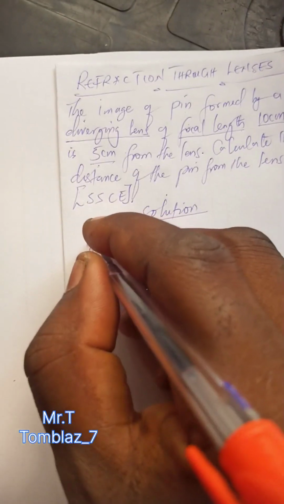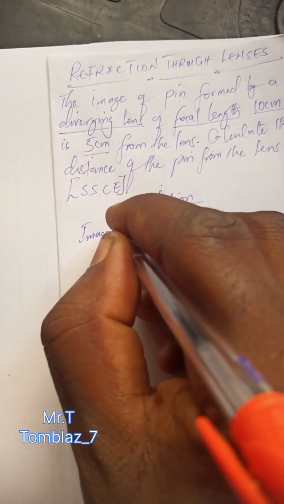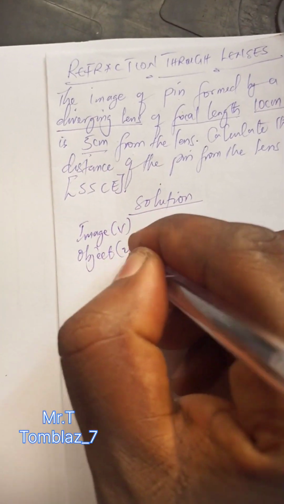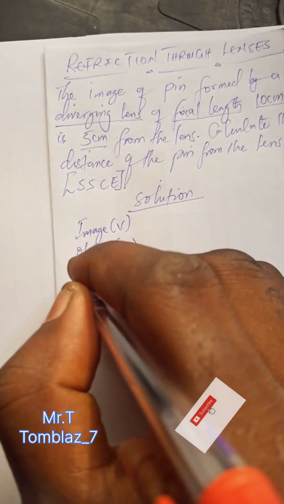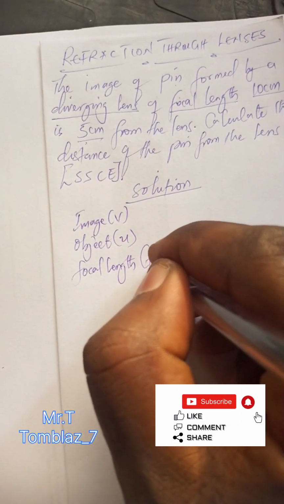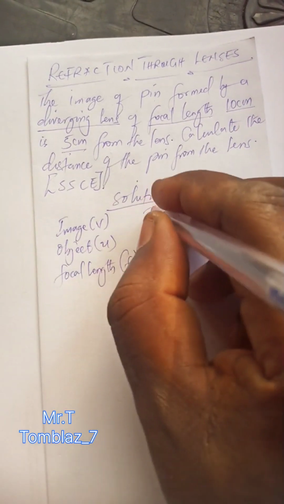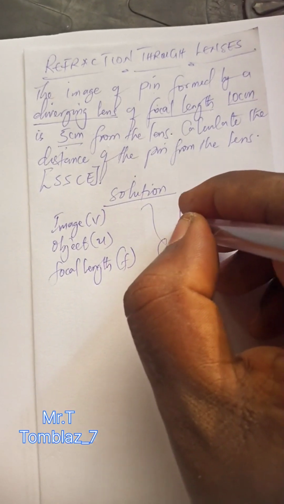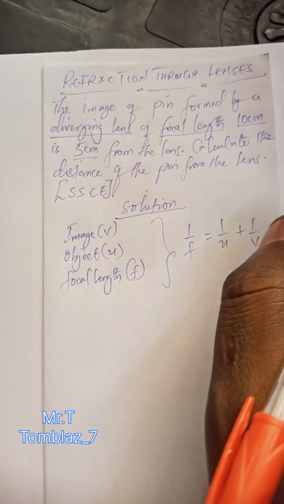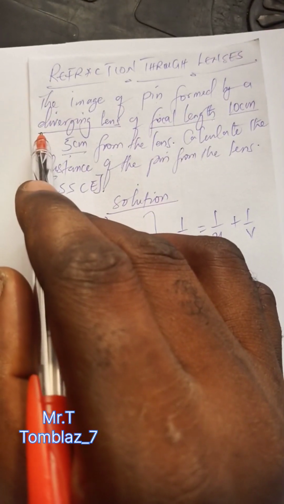So if we represent image with letter V, object with letter U, and then focal length with letter F, then we'll observe that this is taking us to what? The mirror formula: 1 over F is equal to 1 over U plus 1 over V, right? Okay, so let's continue.